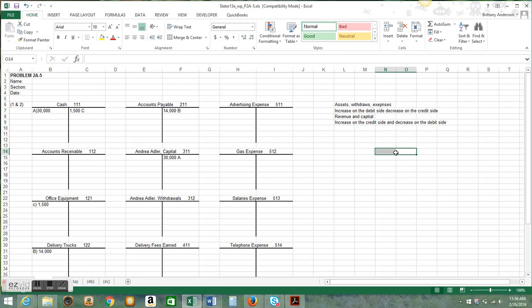Transaction D, we had advertising expense with cash for $500. So I know that I'm paying an expense. I've received my bill for advertising. I wrote a check. So therefore, I am going to incur my expense based on my rules. I know that it increases on the debit side. So I'm going to put my $500 in. I paid with cash, so it is going to decrease my cash.